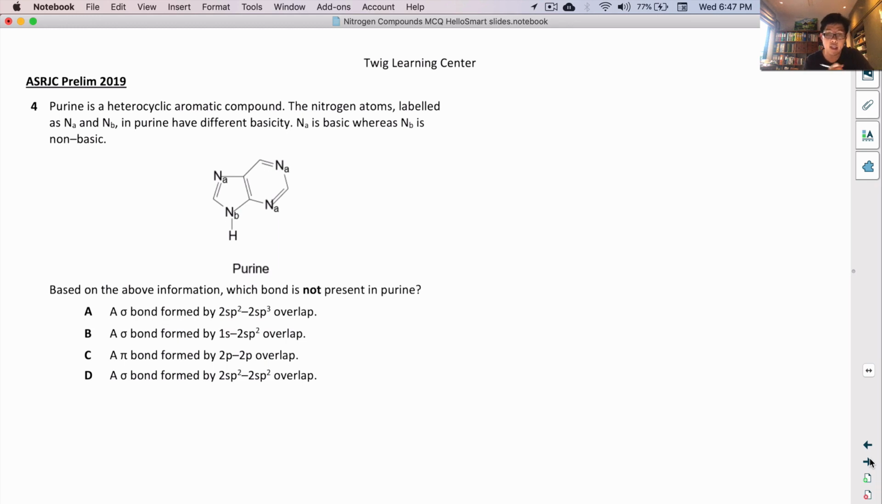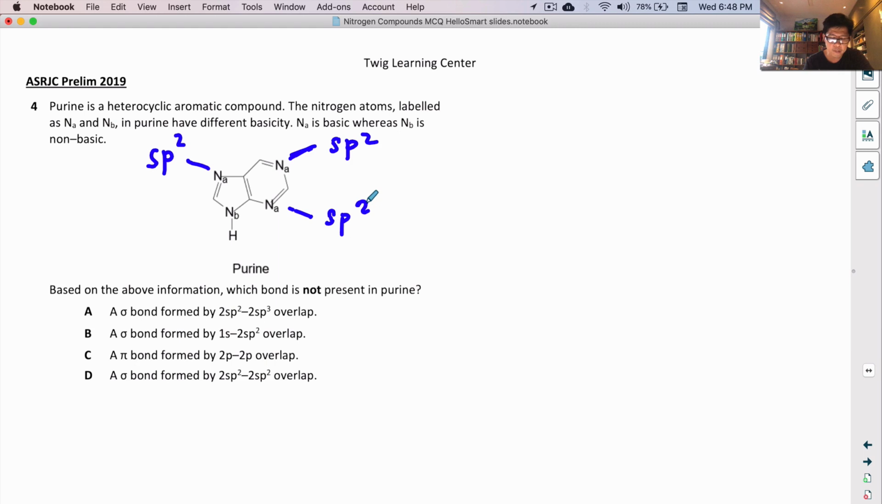So this N has a double bond. Actually, I'm going to just say this: this nitrogen, this nitrogen, and this nitrogen all have a double bond. They are all sp2 hybridized. All the hydrogen are also sp2 hybridized. Okay, all sp2 hybridized.